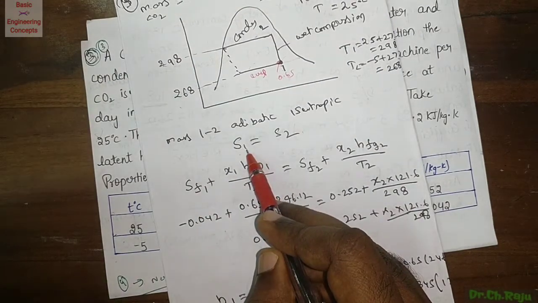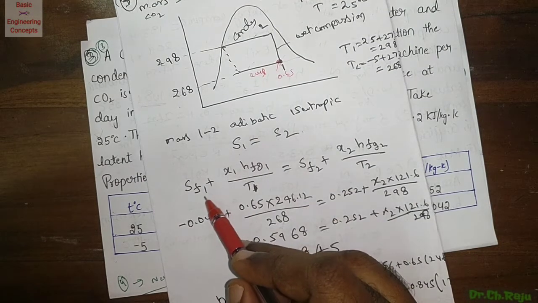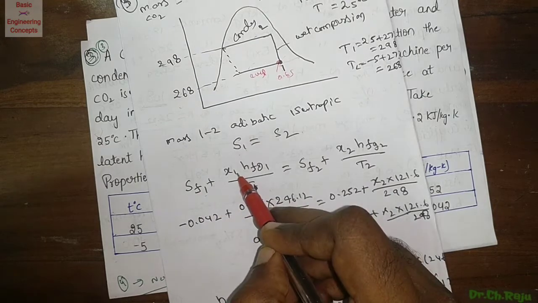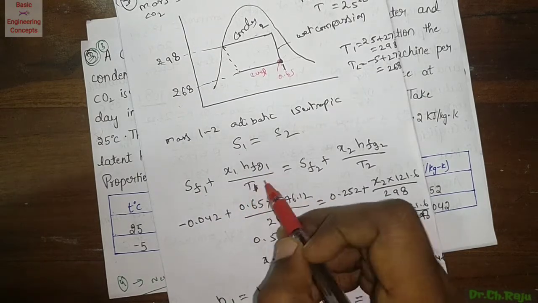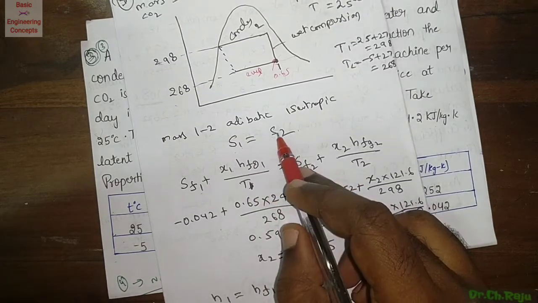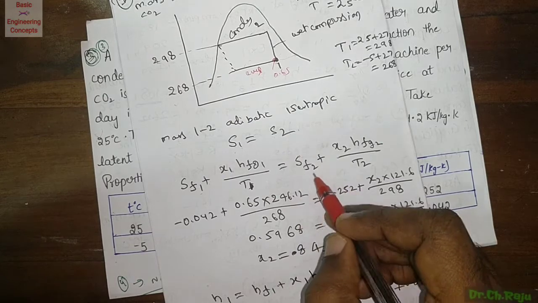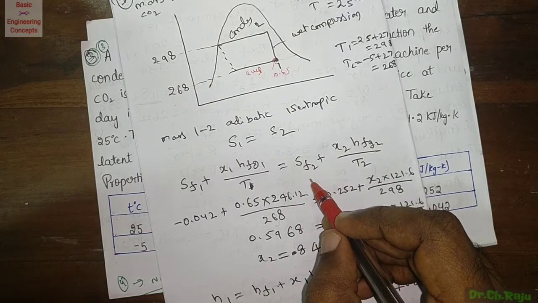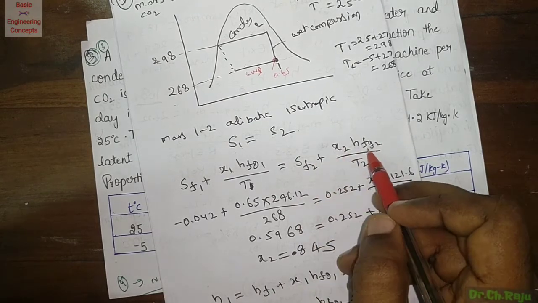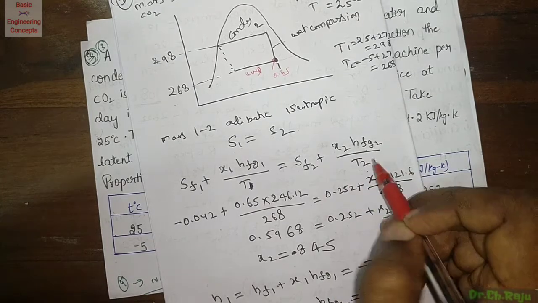So the specific entropy for wet vapor is equal to sf1 plus x1 hfg1 by T1, where T1 is the saturation temperature. That is, the specific entropy of the fluid plus the dryness fraction times the latent heat of vaporization divided by the saturation temperature.